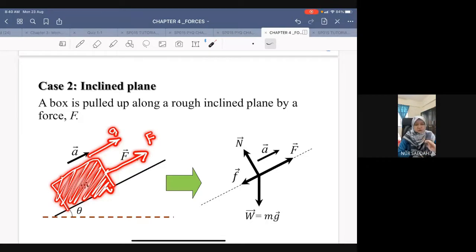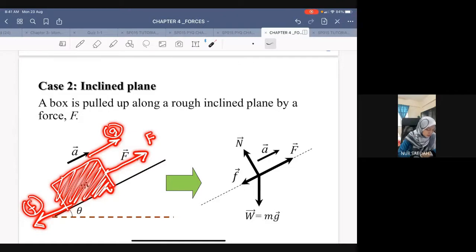Ini adalah direction of motion. Dekat sini adalah acceleration, means it's refer to the direction of motion. Okay, lagi sebab dia adalah rough plane, so frictional force is opposite to the direction of motion. Okay, opposite. Nampak tak? Direction dia ke sebelah sini, opposite to the direction of the motion.